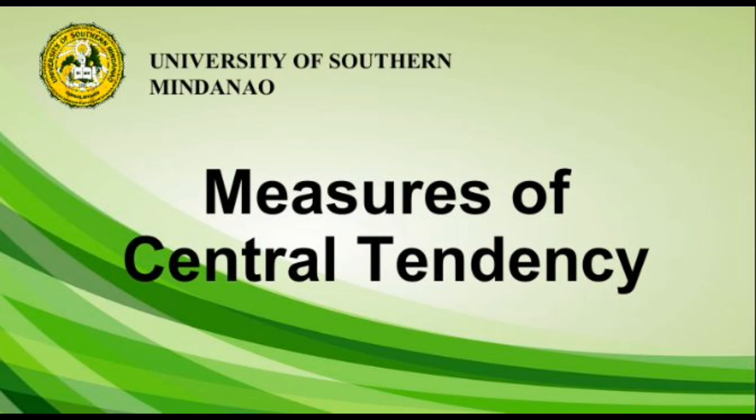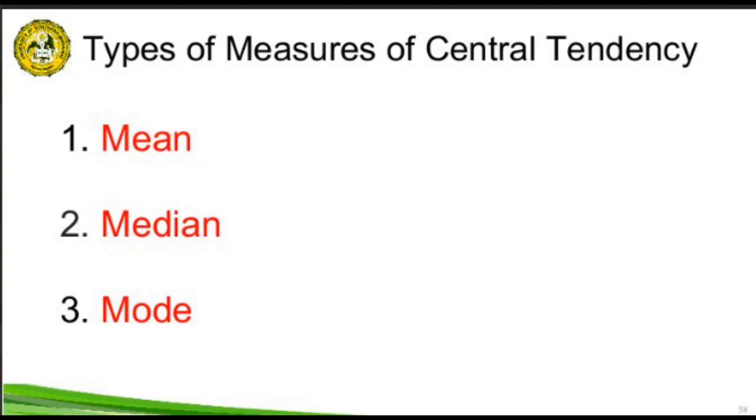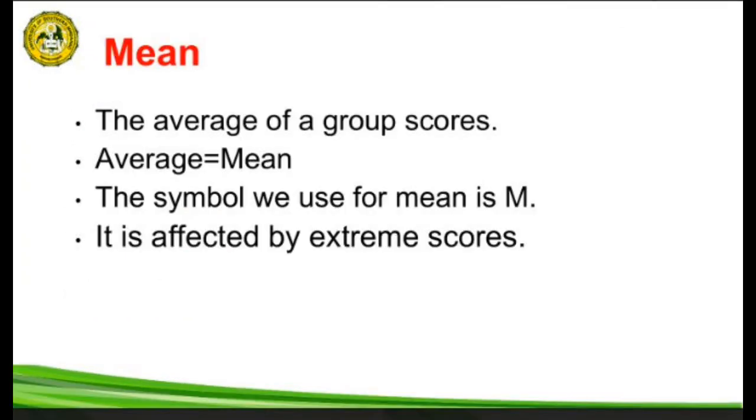Now let's proceed to our next topic, which is the measures of central tendency. Here are the types: the mean, median, and mode. First, the mean. Mean is the average of a group of scores, and it's symbolized with the letter M, and it is affected by extreme scores.